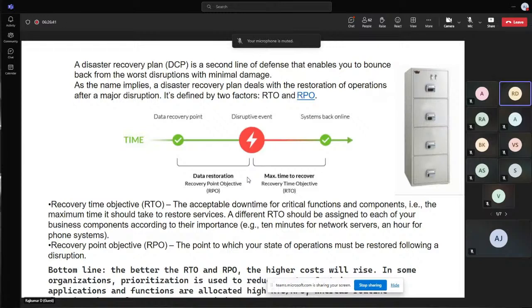Yes, no. Okay, RTO is 2 hours. Okay, the system is back online. What is the maximum time taken to recover? That is your recovery time objective. Systems will be back online in the next 2 hours. The system will be back online.